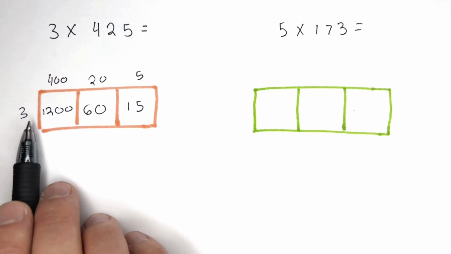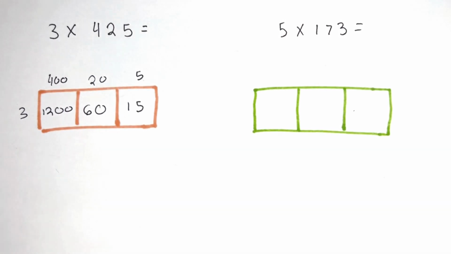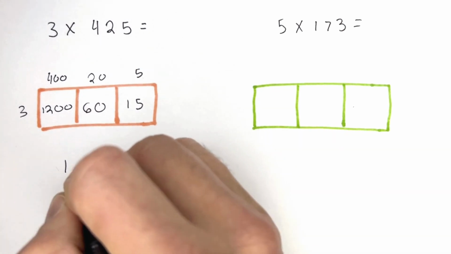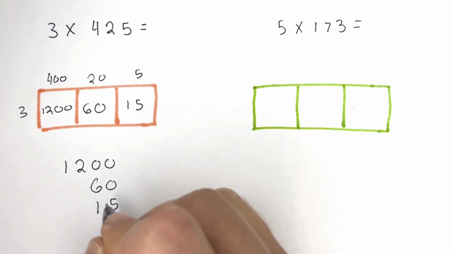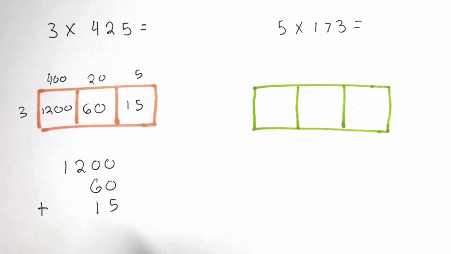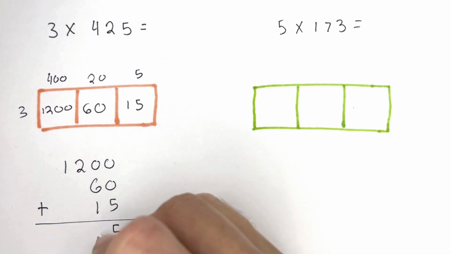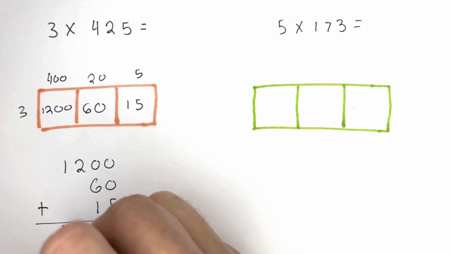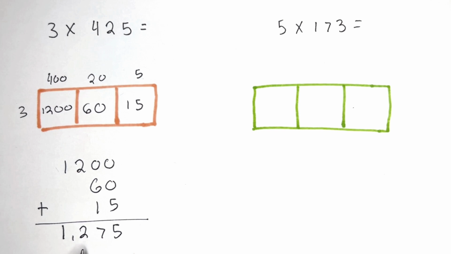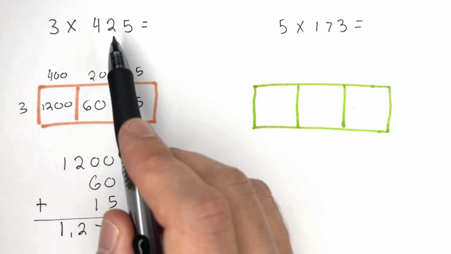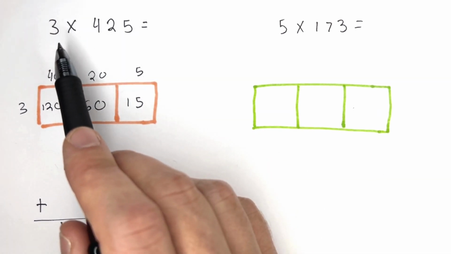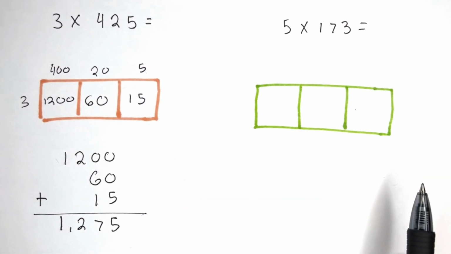Now what I'm going to have to do is add up the inside of each box. So I'm going to add up my 1,200, my 60, and my 15. Okay, and I got that from the inside of the box there. All right, let's add that up. That would be 5, that would be 7, that would be 2, and that would be 1. All right, so my answer would be 1,275. Okay, so basically all you have to do is break this apart into expanded form, multiply by the other number, and then fill in the boxes, and then add up what's inside the boxes.